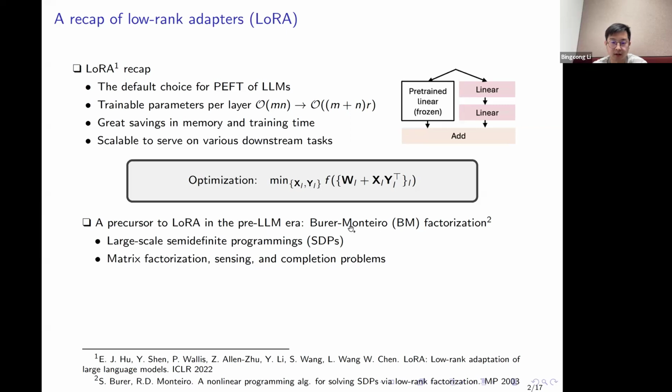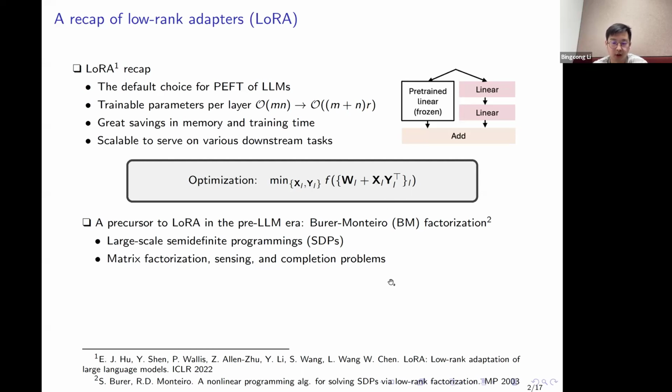Actually, single-layer LoRA has been known under the name of Burer-Monteiro factorization even before language models were invented. The earliest literature that I know about BM was in 2003, and it was first used for solving semi-definite programming problems in a parameter-efficient way. The idea is quite similar: if I cannot store a large matrix, I break it down into two smaller matrices, X and Y.